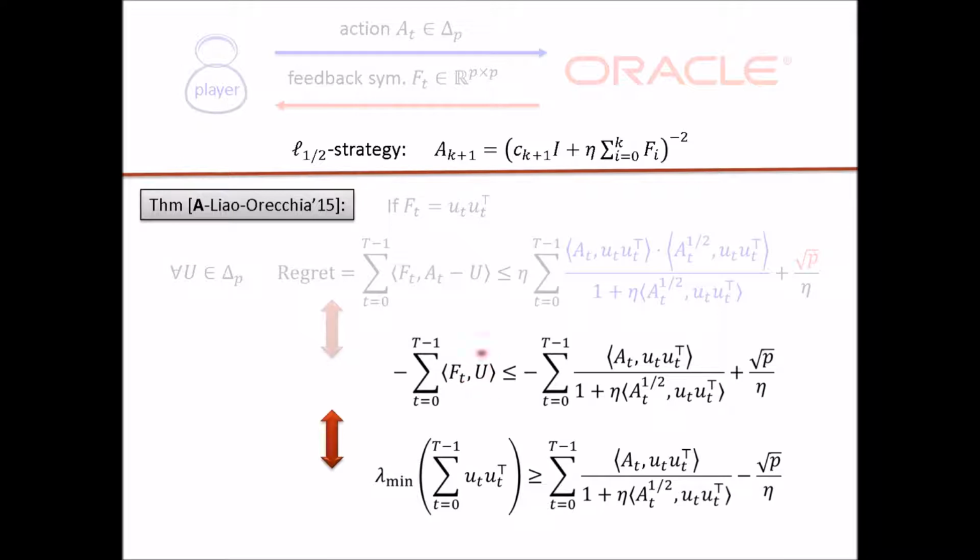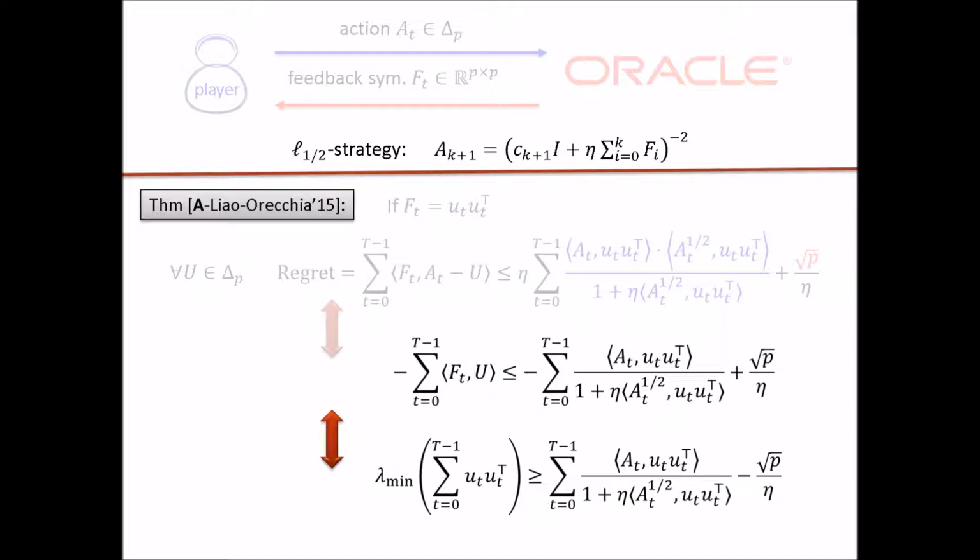If we now pick U, remember we haven't picked U yet, to be the rank 1 matrix corresponding to the minimal eigenvalue of the sum of the FT, by the way, FTs are just the UU transpose, then the left-hand side becomes exactly minus lambda min, the smallest eigenvalue of this matrix. And therefore, if you revert the sign, you get this lower bound, which is a consequence of the regret inequality, and it helps you give a lower bound to the minimal eigenvalue of a matrix like this.